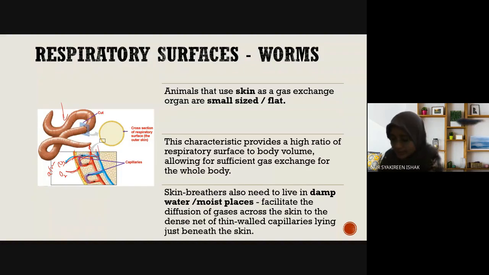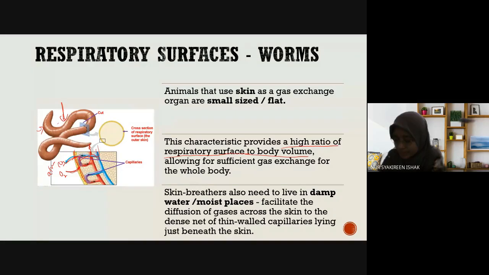Okay, so this characteristic provides a high ratio of respiratory surface to body volume. So please highlight this point. Okay, so yang tadilah, the respiratory surface must be large. Okay, so large surface area. So high ratio of respiratory surface to body volume, allowing for sufficient gas exchange for the whole body. Okay, so as you can see, they have large surface area.